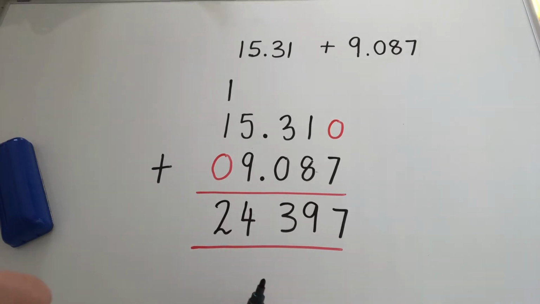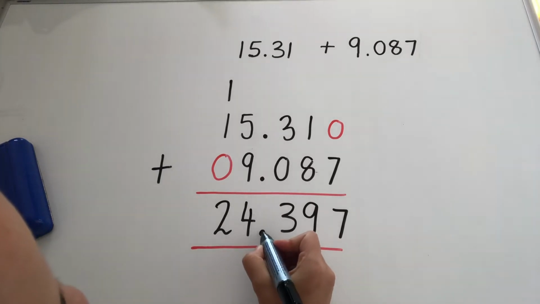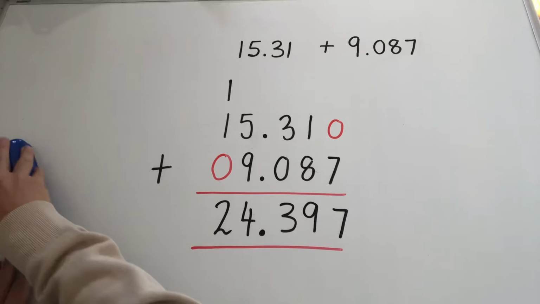What we need to remember to do is add in our decimal place, so it just goes in the same spot directly in line with all the other decimal points. So our answer is 24.397. Let's do another one together.